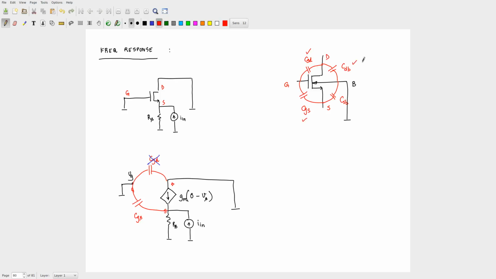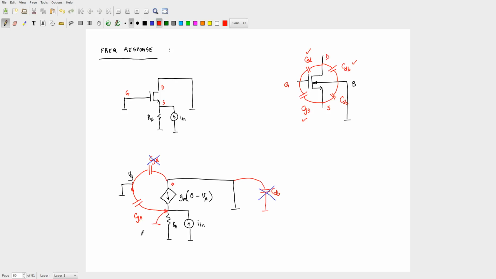Let's go to CDB. Where does CDB appear? CDB will appear between drain and ground. So it's going to appear between this terminal, and we'll put it and then remove it so that everyone's happy. So that is CDB. And what happens to that guy? That fellow also is not there. Okay. Then we have finished CDB. CSB. Where does CSB come? Ground and source. So it's going to come here, right?